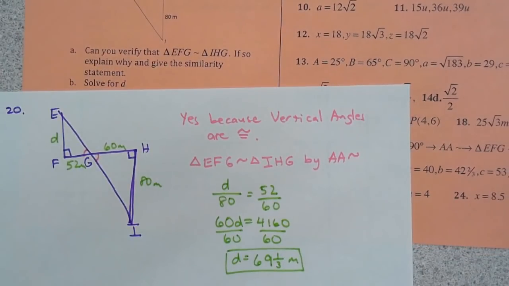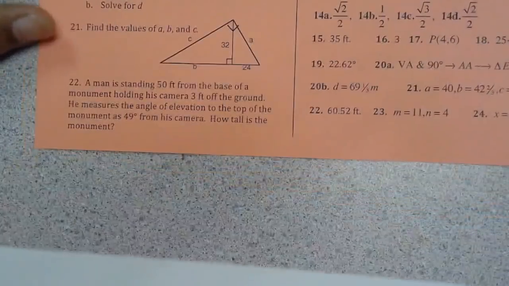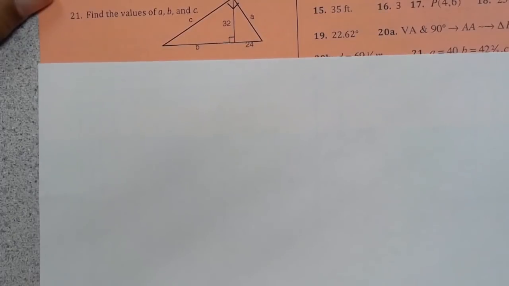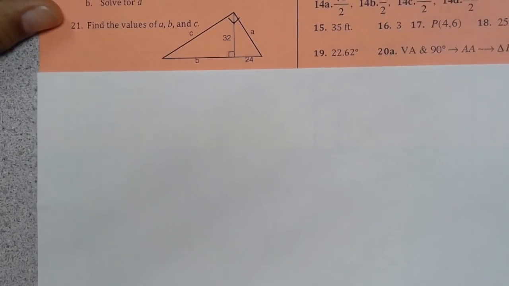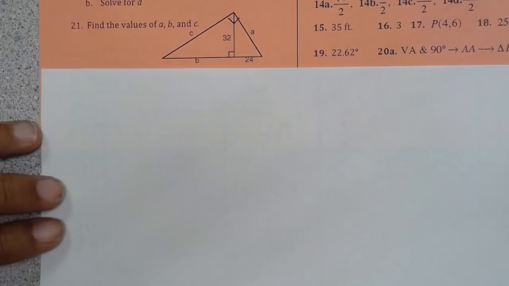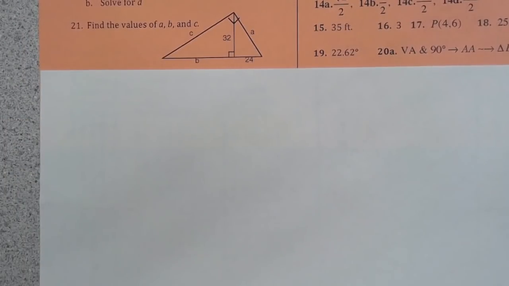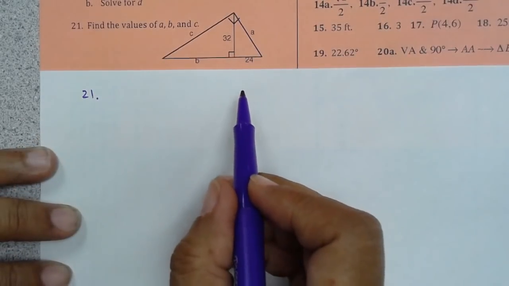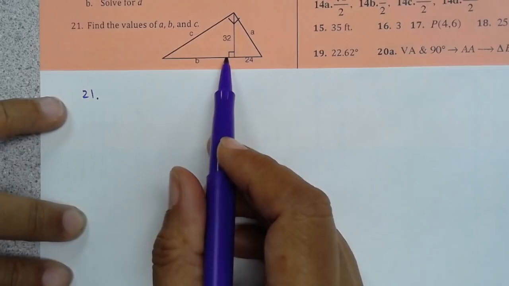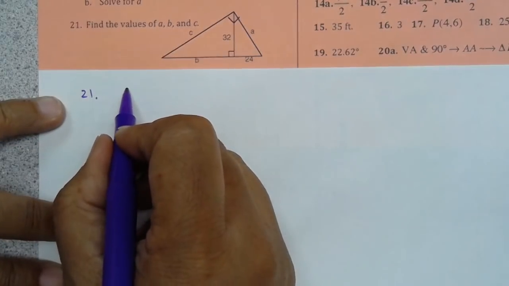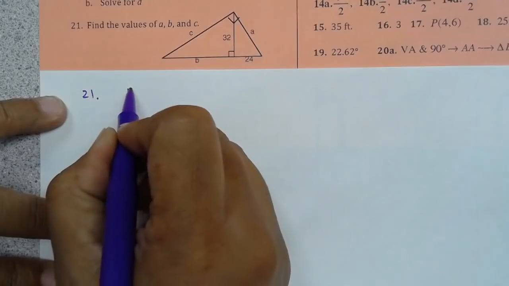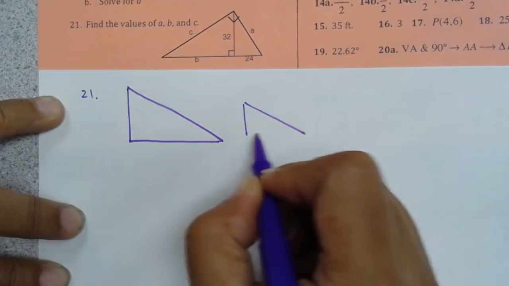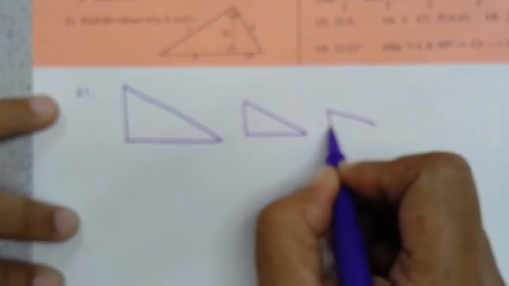Okay, let's go ahead and do 21. So 21 is another one of those triangle problems, solving for the side lengths. If you take a look at number 21, I'm going to basically redraw this, but I'm going to draw it all in the same orientation. So I'm going to have my big triangle, my medium triangle, and my little triangle.